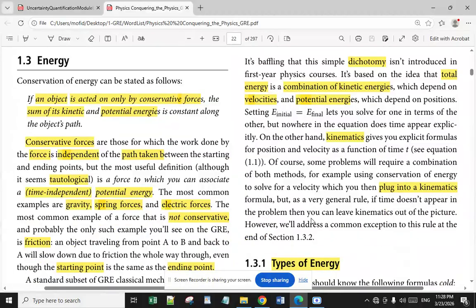The most common example of a force that is not conservative, and probably the only such example you will see on the GRE, is friction.